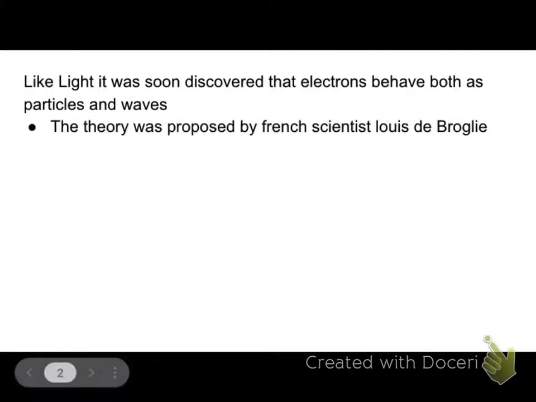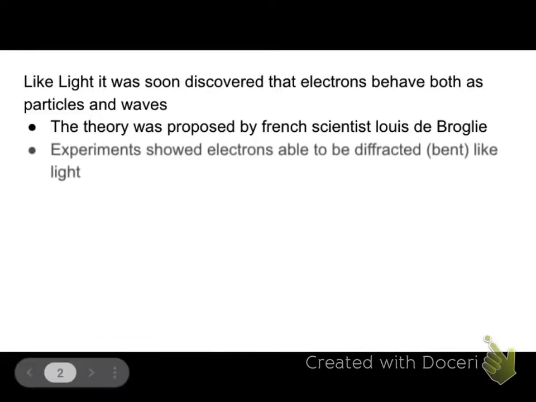The theory was proposed by the French scientist Louis, and I'm going to mess up his last name. I believe it's de Broglie, something like that. I'm not great with French. But he was a French scientist, and he proposed this theory. There were experiments that were done that showed that electrons were able to be diffracted.